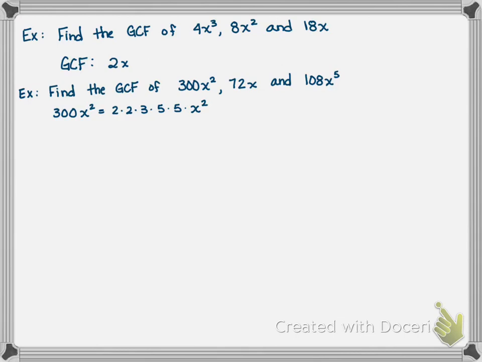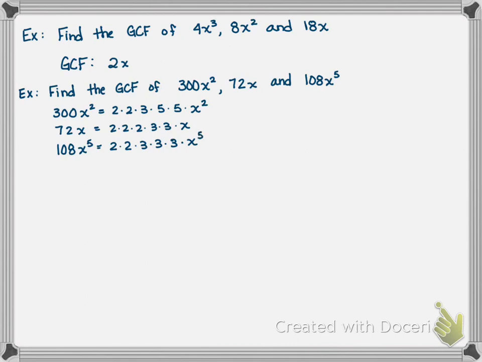And then 72x is equal to 2 times 2 times 2 times 3 times 3 times x. And 108x to the 5th is 2 times 2 times 3 times 3 times 3 times x to the 5th.